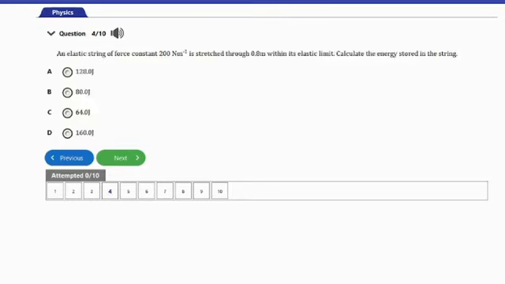The next question we have here is question number 4. It says, an elastic string of force constant 200 Newton per meter is stretched through 0.8 meters within its elastic limit. Calculate the energy stored in the string. So guys, here the energy stored in the string can be calculated as half kx squared. So we have 200 times 0.8 squared all over 2. So guys, that will give us 64, and that's it for this question. Let's go ahead and consider the next question, guys.